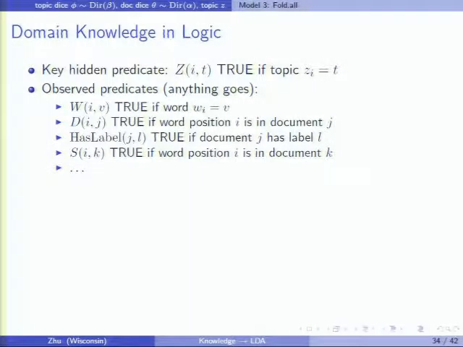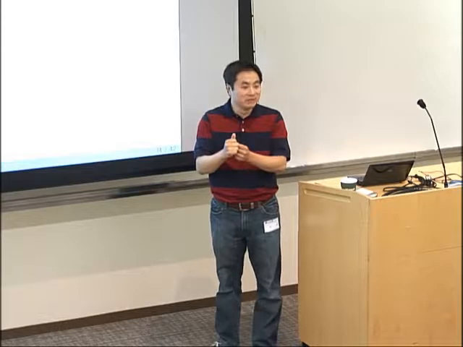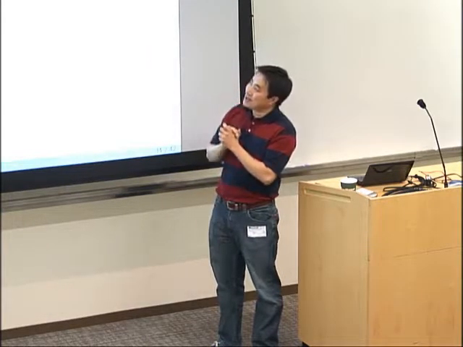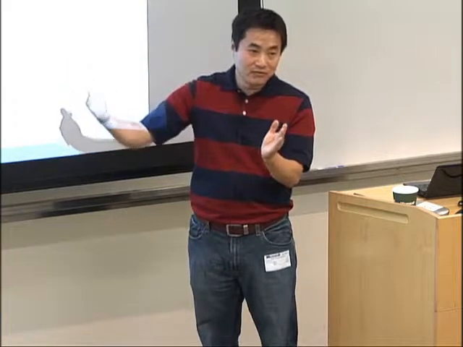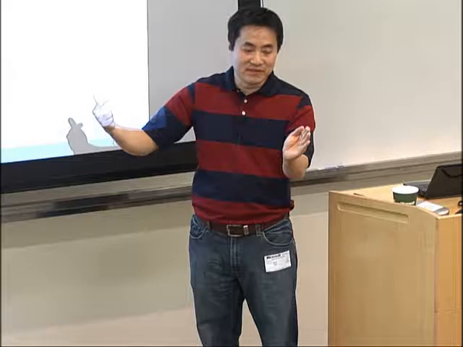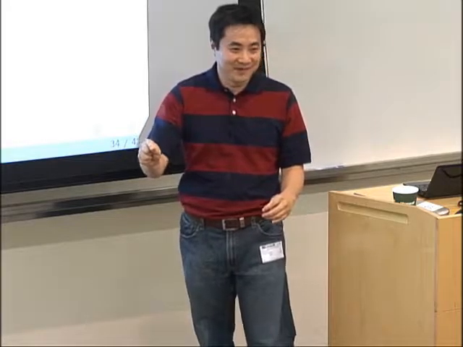Okay, so here's how you think of the problem. Here's how you encode domain knowledge in logic. So let's think in terms of logic. You have predicates, which are Boolean functions. For example, you can design a Boolean function big Z. It takes in two arguments, I and T, where I is a word position and T is a topic index. Right? So you can say something like Z(I, T) is true if word position I takes the value T, or in English, the ith word comes from topic T. So that's the key predicate, and we do not know that. We will need to infer that.